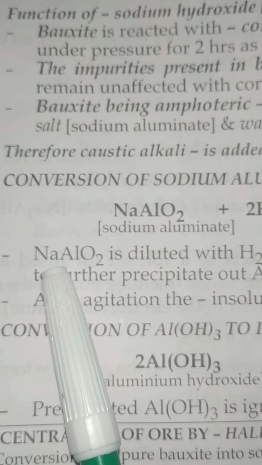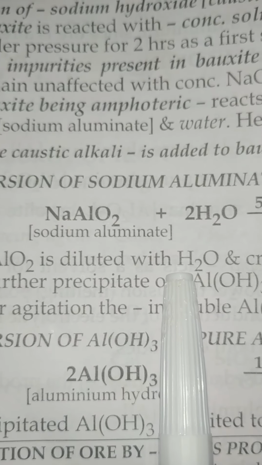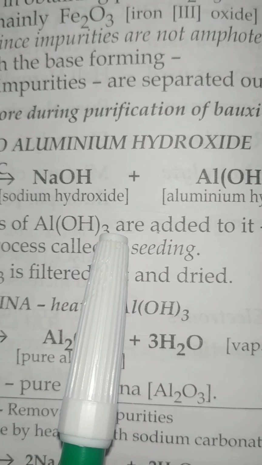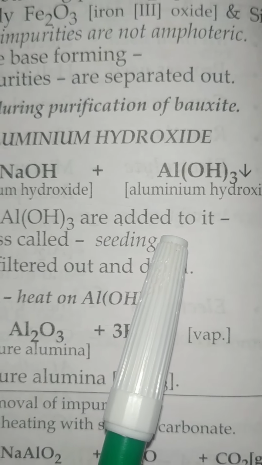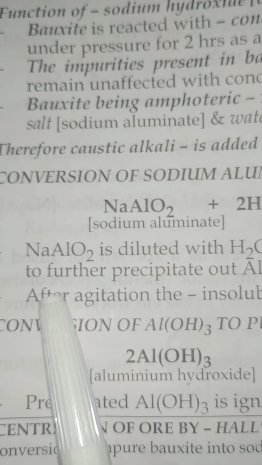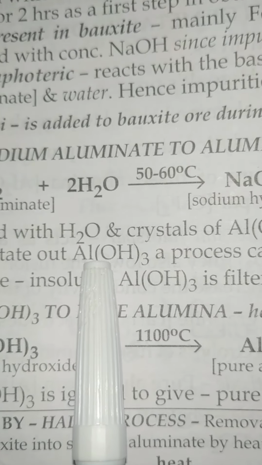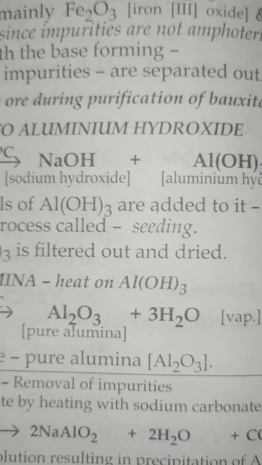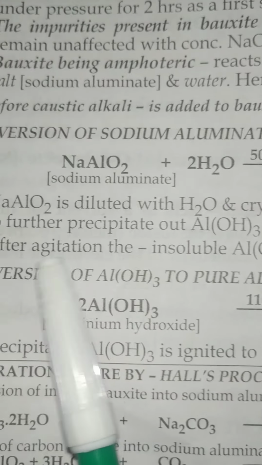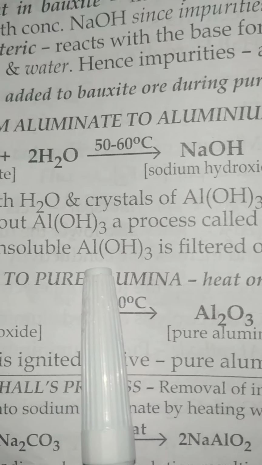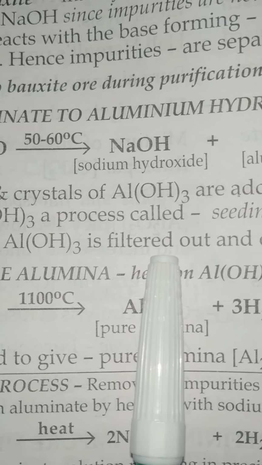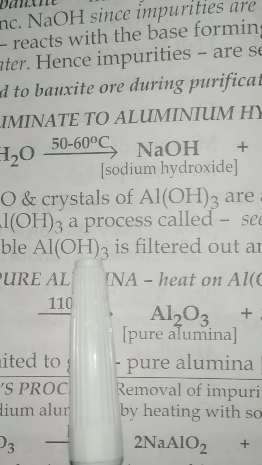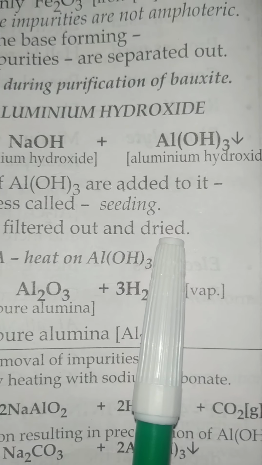Now see, this NaAlO2 is diluted with H2O, and crystals of Al(OH)3 are added to it. Then it will further precipitate out Al(OH)3, and the process is known as seeding. So that process of precipitation is known as seeding. Then after agitation, the insoluble Al(OH)3 is filtered out. After the precipitation we will filter out Al(OH)3, and it will be dried.